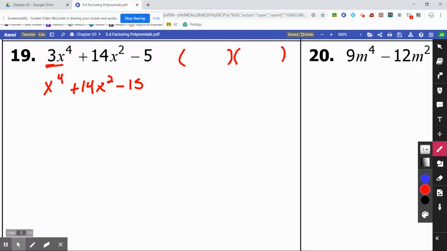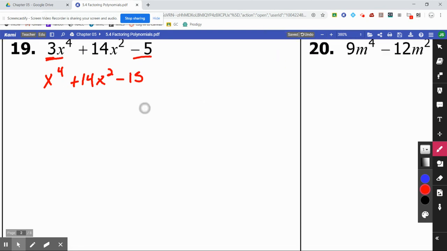You ask yourself what multiplies give you 3x to the fourth. That'd be a 3x squared and an x squared. And then what multiplies give you negative 5 would be like a negative 5 and a positive 1. And you see if that works. And if that doesn't work, then you start switching stuff around, and maybe this is +1, this is -5, and you do that until you find something that does work. Again, that's called trial and error. Let's use slip and slide instead.